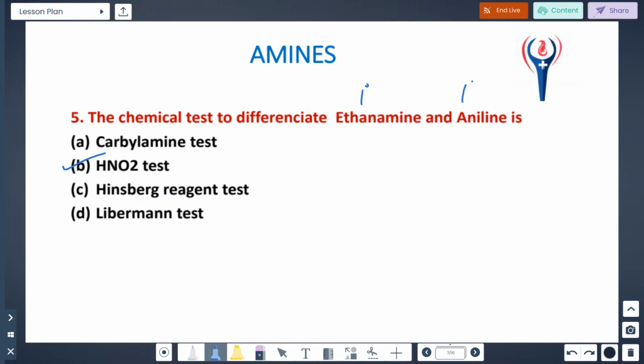Are you following? One forms an unstable diazonium salt, the other forms a stable diazonium salt. In this way we differentiate. If you use the carbylamine test, both can answer. But they are asking to differentiate, so which test differentiates the two compounds? Only the nitrous acid test. It differentiates aliphatic primary amine and aromatic primary amine. So the nitrous acid test is the correct answer. Understood?